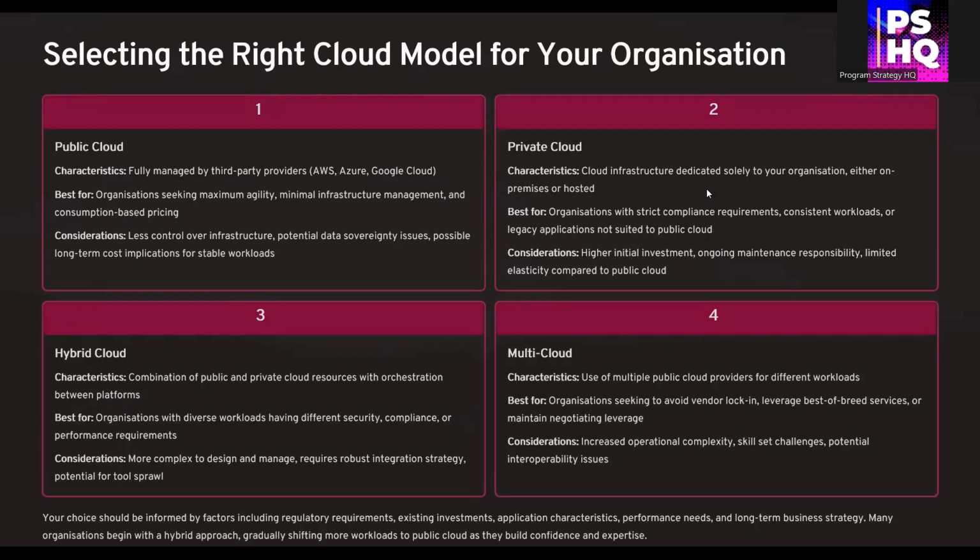Choosing the right cloud model is a strategic decision, one that should be based on your workloads, compliance needs, and business strategy. Here are your four main options. Public cloud, services like AWS, Azure, and Google Cloud, ideal for agility and pay-as-you-go pricing, but you give up some control. Private cloud, dedicated infrastructure on-premise or hosted, good for compliance-heavy or legacy environments, but costlier and less elastic.